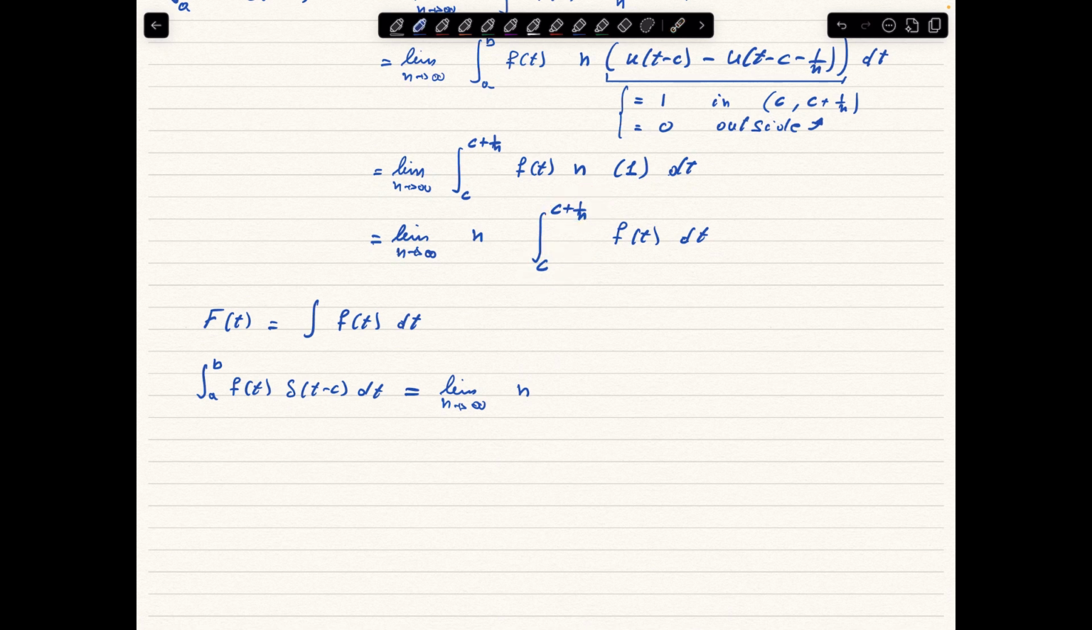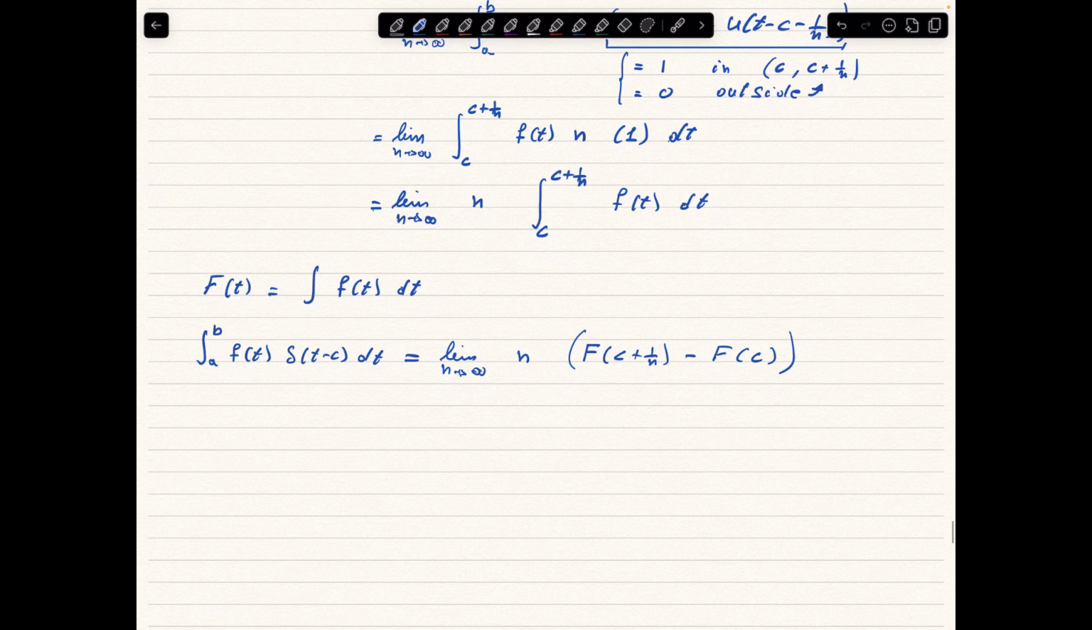So this is nothing more than the antiderivative evaluated at c plus 1 over n minus the antiderivative evaluated at c. Okay, but now let's call h to be 1 over n. Because we have this 1 over n here, we are going to call it h. But here we have n, so this is 1 over h. Okay, so let's do these changes. And what happens in the limit? Well, if this n goes to infinity, then h goes to 0, isn't it?